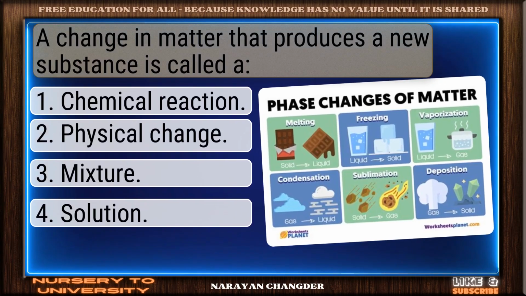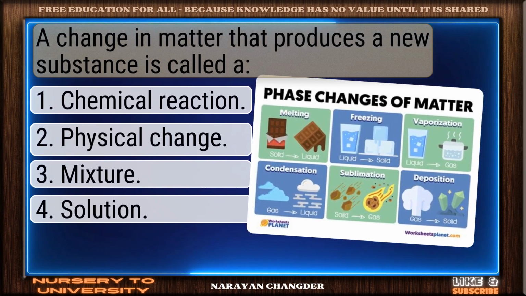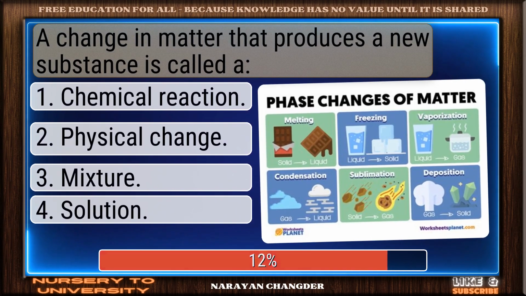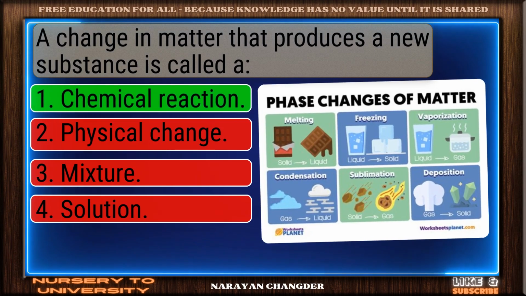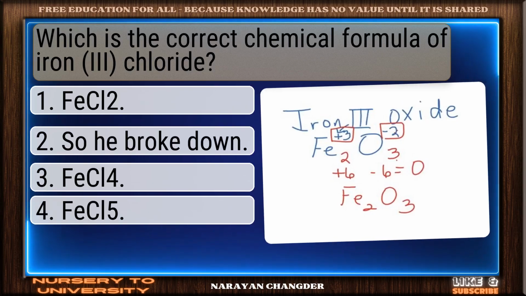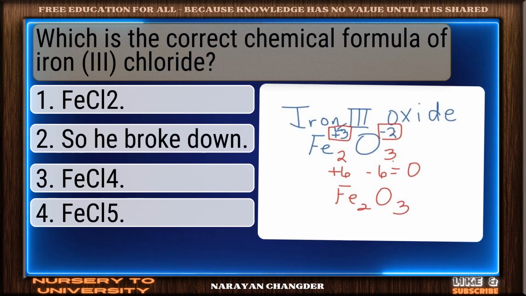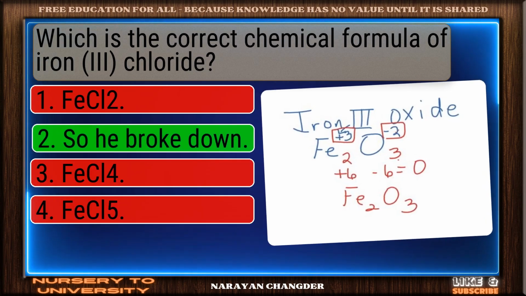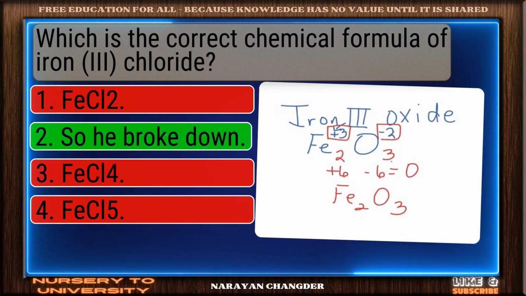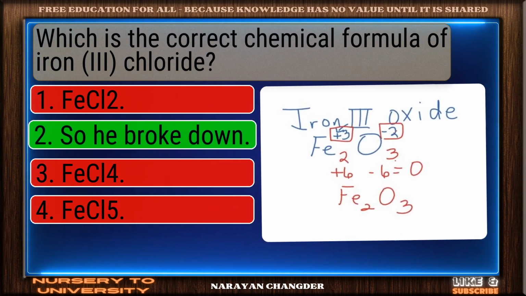A change in matter that produces a new substance is called air. Excellent. Chemical reaction is a brilliant choice. Which is the correct chemical formula of iron chloride? Good job. Your answer, FeCl3, works well here.